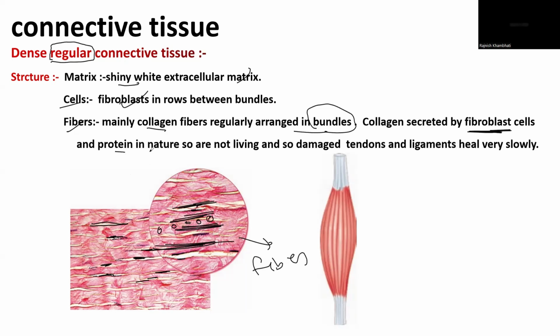And these collagens are protein. They are protein, and so they are not living. Protein is not a living thing. That is why when tendons and ligaments get injured, they take so much time to heal. It will be healed over a long time, obviously, because they are not living. They are not dead also, but they are not living because they are protein. So proteins heal very slowly.